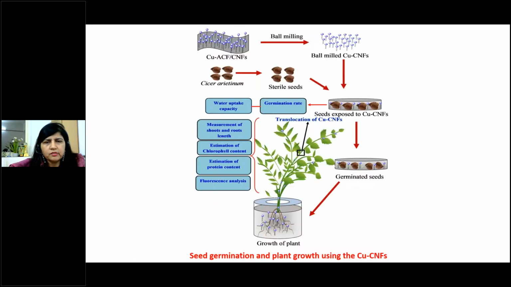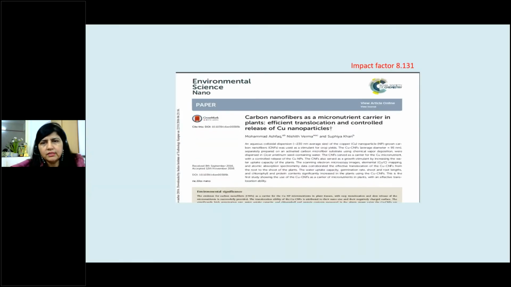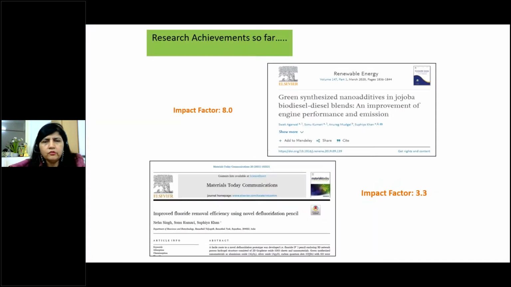In this paper we looked at the effects of copper, ACF, and CNF on plants, and found very encouraging results. We used that information in upgrading phytoremediation efficiency, and published it in Environmental Science: Nano. So continuously we have worked hard for sustainability. This paper is some of the work toward achievements in sustainability.